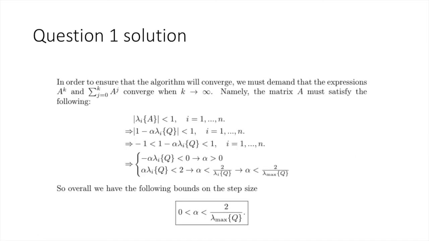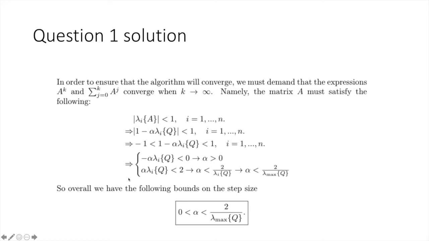And so, in order to ensure that the algorithm will converge, we must demand that the spectral radius of A is in absolute value smaller than 1. As you have studied in numerical algorithms, when an iterative method is taken, we need that the spectral radius of the iteration matrix be smaller than 1. And so we want that for every i, lambda i of A is smaller than 1, meaning that the absolute value of 1 minus alpha lambda i of Q is smaller than 1. This is how we derive this expression.